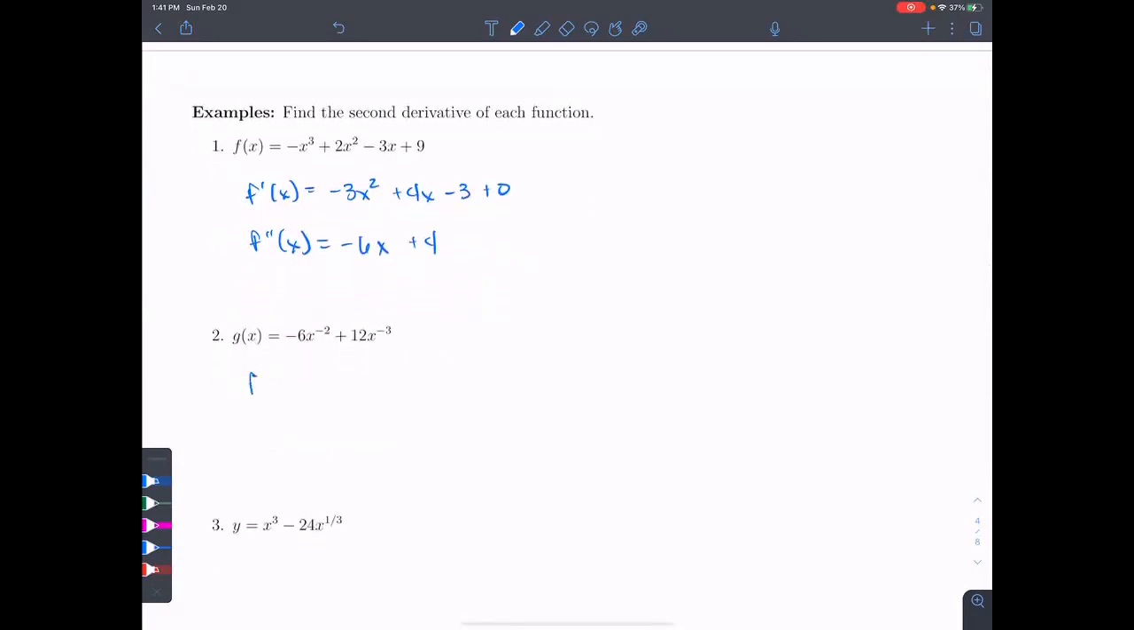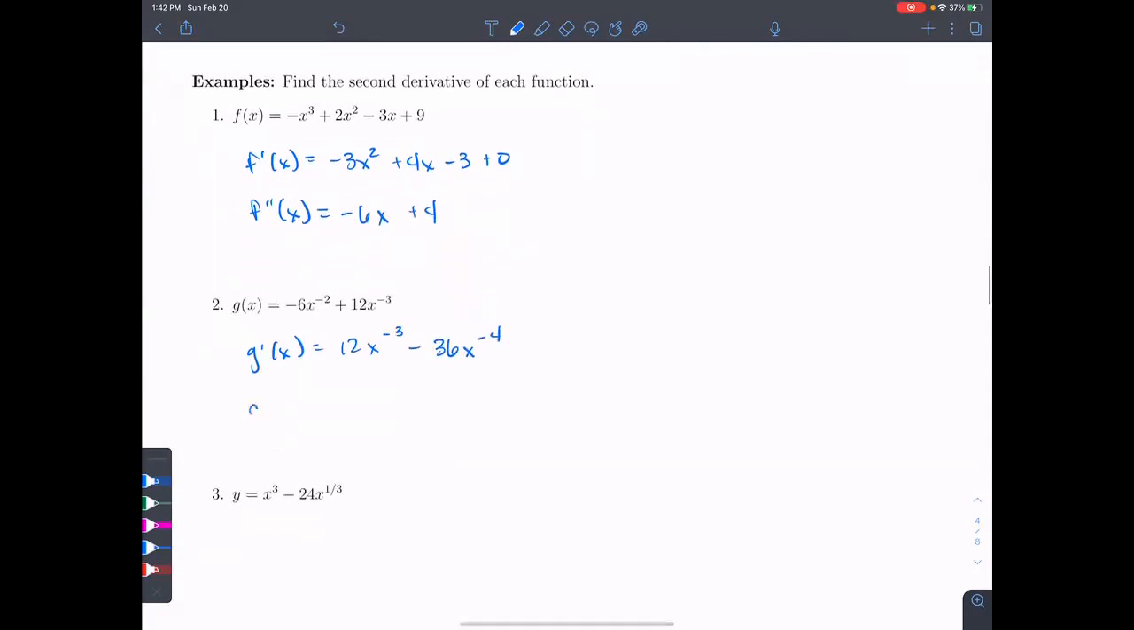And do that again. G prime here would be, exponent down from, we get positive 12x to the negative 3, minus 12 times 3 is 36, x to the negative 4. And then do another derivative. So G double prime would be negative 36, x to the negative 4, plus, what's 36 times 4? 144. 36 times 4 is 144, x to the negative 5.